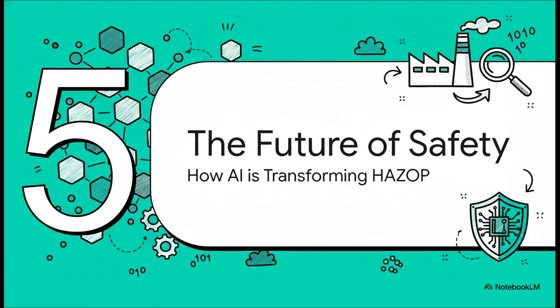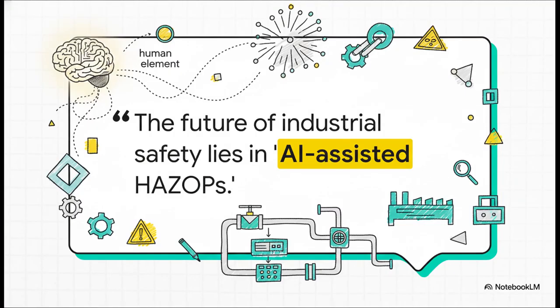All right, on to our final section. We've seen the past and the present of HAZOP, but what does the future hold? Well, it probably won't surprise you to hear that it involves a whole lot of AI. This quote really captures the direction we're all headed. And notice the key word there is assisted. The goal isn't to replace the human element, but to augment it, to give it superpowers with these new tools.